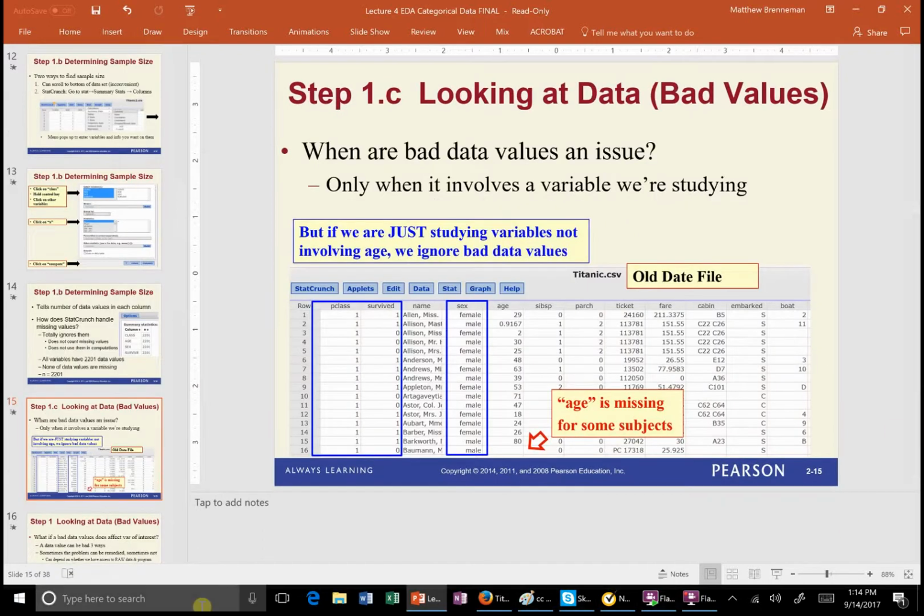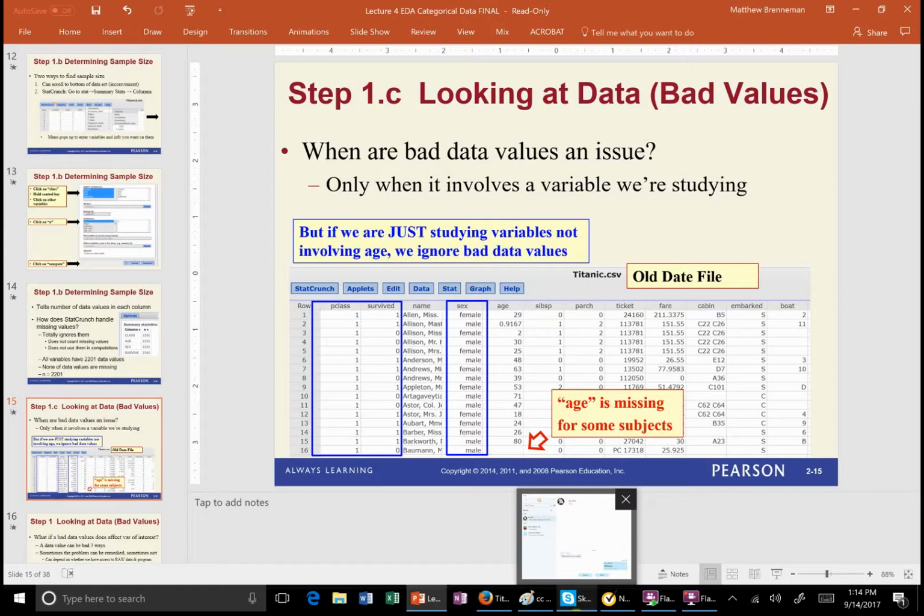Okay, so now we've got to look at the data values and see if there's any that are actually bad. And so the question is, first of all, when are, for example, missing data values an issue? Well, they're primarily an issue when they're affecting something you want to study. So this is the old Titanic data set we looked at in the last class, and we saw that there were a lot of ages that were missing. So that becomes an issue when I want to study this. I have to ask myself, do I have enough data values? I'm missing, I think, a third of the passengers with respect to age.